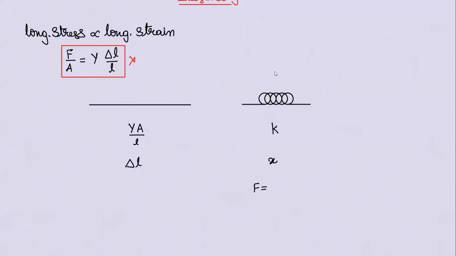Observe, in this case, we know F is equal to Kx. We studied this in case of spring. Same thing if you apply, F is equal to, what is K? YA by L, into x, which is delta L. Check it, exactly the same formula we are getting.